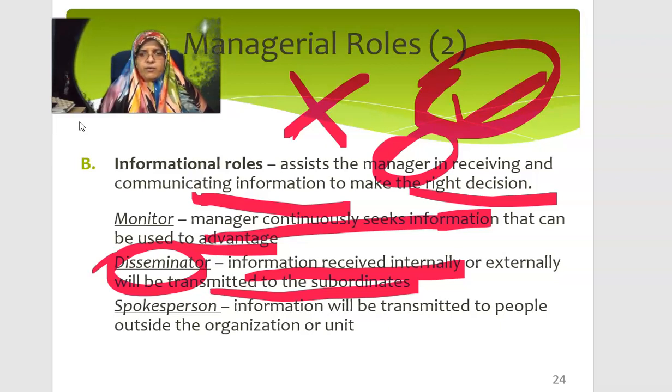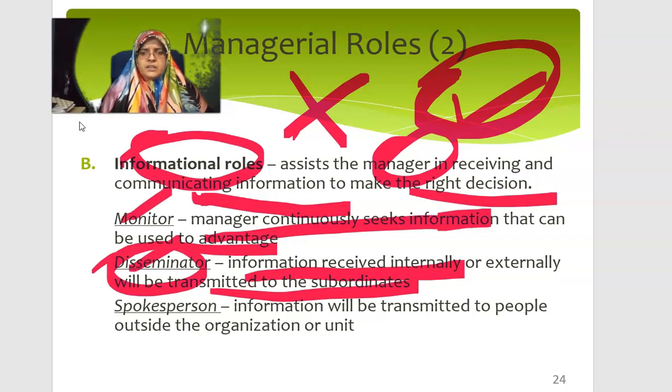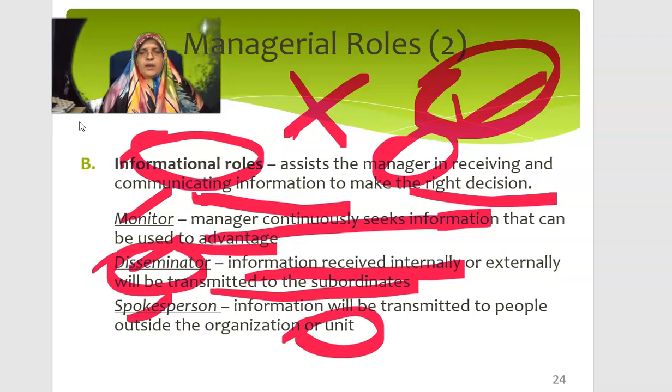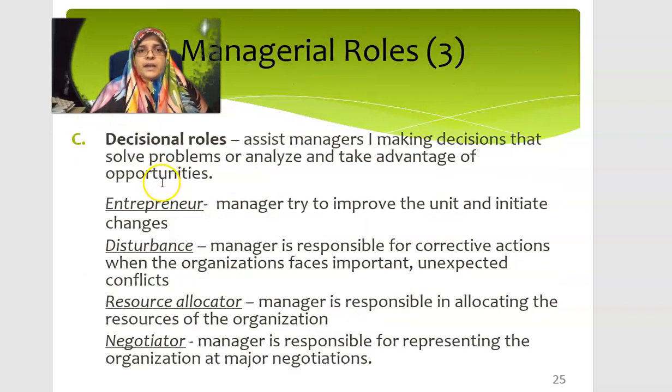And the last one for informational roles, sebab nama je pun informational roles kan. Dia kena monitor, dia kena disseminator dengan kena jadi spokesperson. Dia kena bagi tahu orang di luar organisasi ataupun luar unit dia. Okey, maklumat yang dapat tak boleh simpan. Contohnya, apa yang nak kedekut sangat kan? Tak faham juga. Unless melibatkan private and confidential matters.